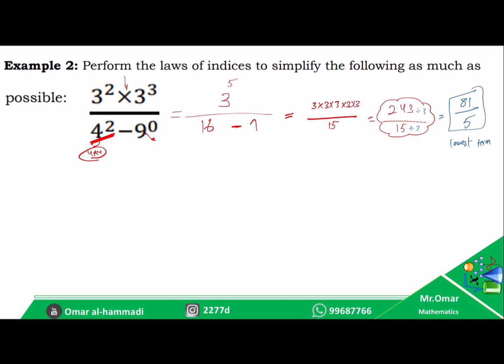But it is an improper fraction. Improper fraction. So we have to what?